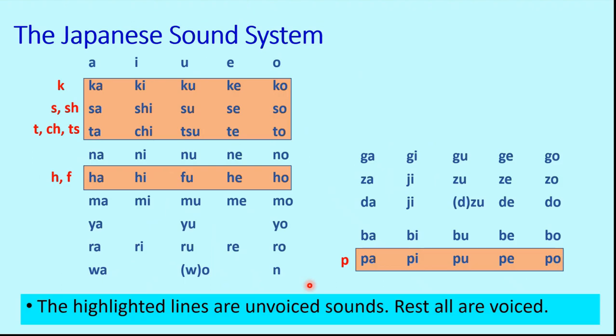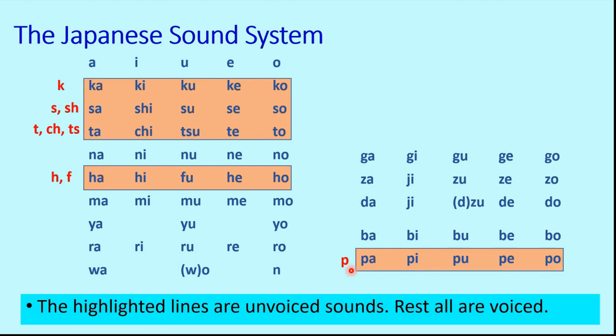So this is the Japanese sound system. In the Japanese sound system, there are voiced and unvoiced sounds. The ones that are highlighted in these three boxes are basically the unvoiced sounds and the rest are all voiced sounds, including these five vowel sounds. These highlighted ones correspond to the sounds that we just uttered in the last slide, which is k, s, sh, t, ch, ts, h, f. So these are the unvoiced sounds. We gave this background of voiced and unvoiced sounds because this will be applicable when we start discussing the devoicing of vowels from the next slide onwards.